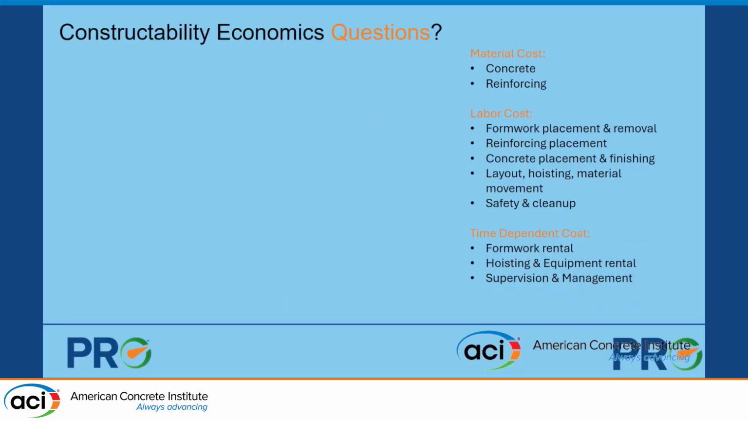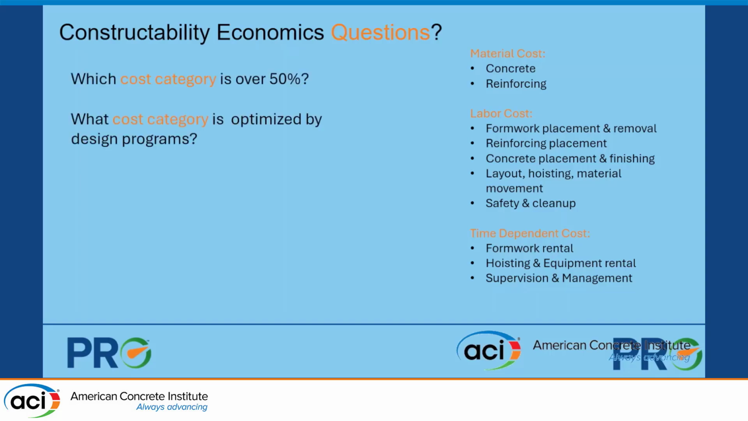So I've got a constructability economics question for all of you. There are 3 buckets: material cost, labor cost, and time-dependent cost. Which cost category is over 50% of the cost of a concrete structure? And what category is optimized by design programs? Which structural element likely has the great... Oh, okay, well, let me go back for a second. Let me answer those 2.